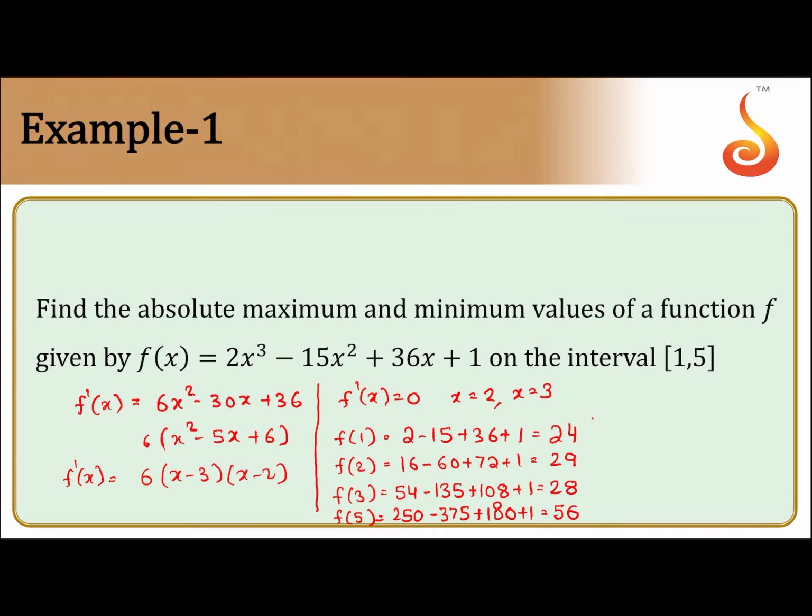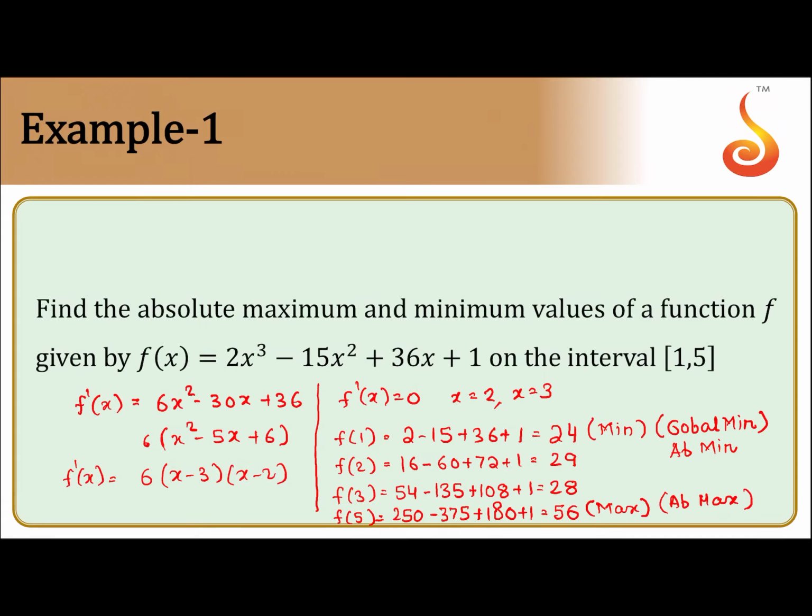What do we observe? This is minimum and this is maximum. So we are getting minimum and maximum at the endpoints. This is global minimum, or you can say absolute minimum. This is again absolute maxima.